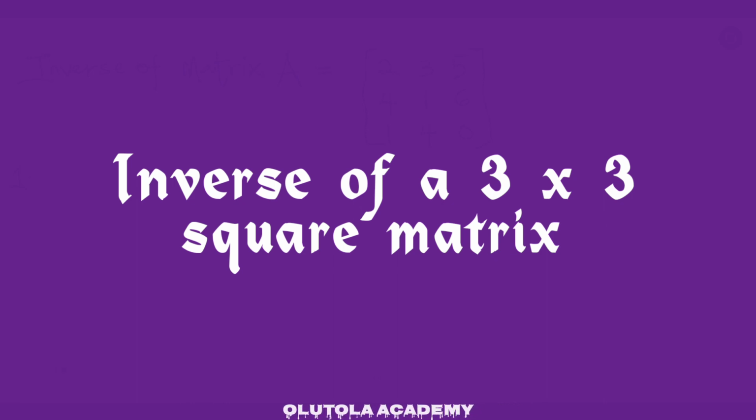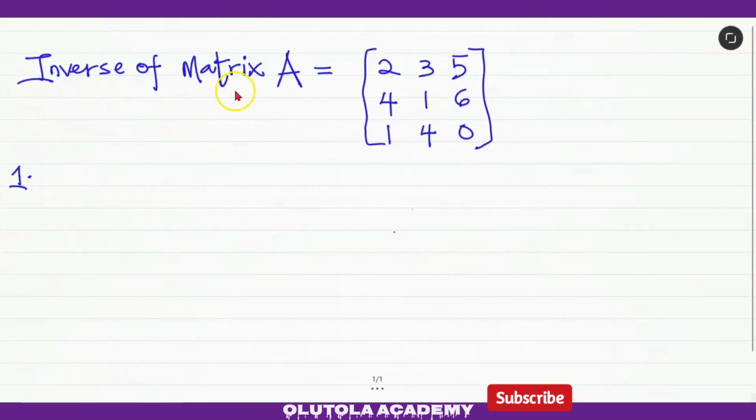In this practice question tutorial, I'll be working on the inverse of a 3 by 3 square matrix. The matrix is given as A equals 2, 3, 5, 4, 1, 6 and 1, 4, 0. So the first thing I'm going to do here is to find the determinant of matrix A.